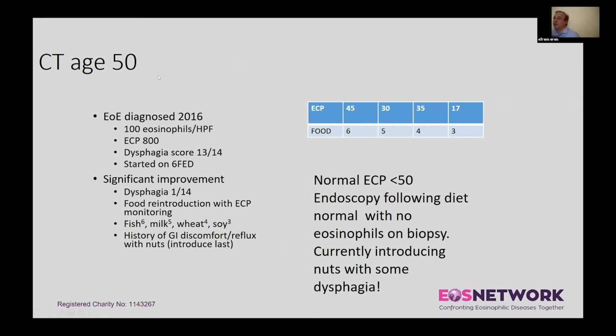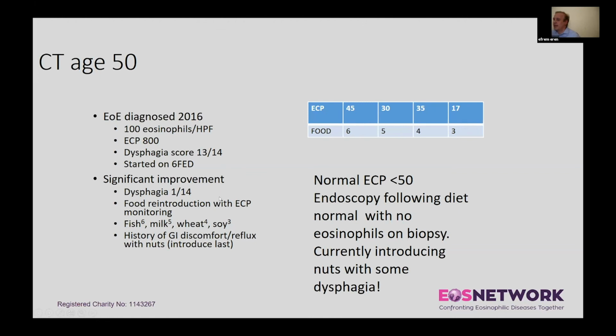So this is a patient, age 50, diagnosed with EoE in 2016. Lots of inflammation, so 100 eosinophils per high power field. String test high, 800, which would fit with that. We do this dysphagia score I talked about earlier. It's out of 14, so a high score of 13 out of 14. And she was started on the 6-food elimination diet. A very motivated patient, wanted to try the 6-food elimination diet. And after about 10 weeks on that, dysphagia score went right down to 1 out of 14.